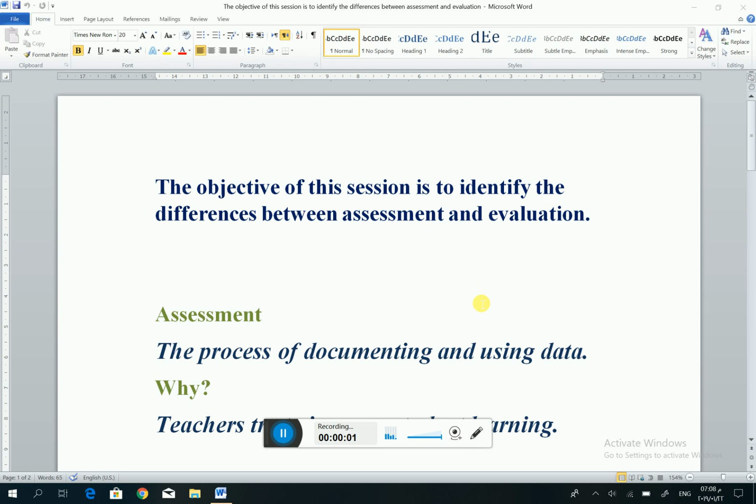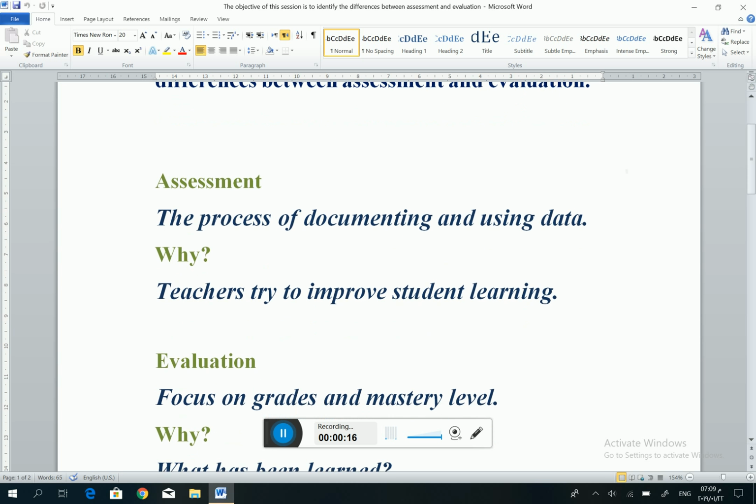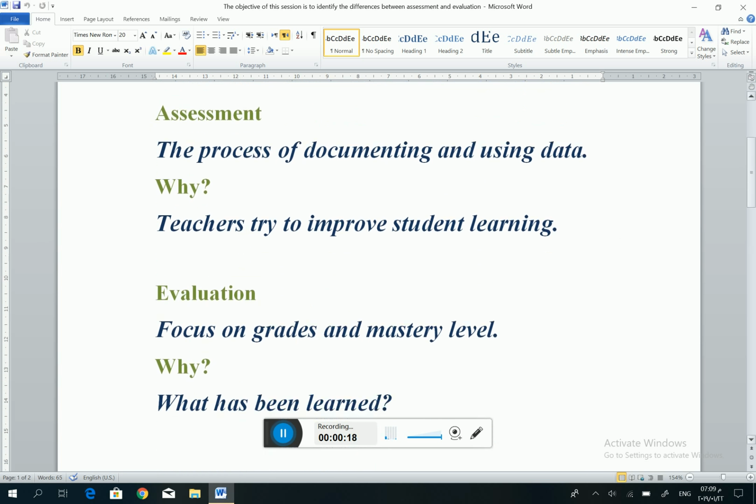Hello, our session is going to be about assessment and evaluation. So, the objective of this session is to identify the differences between assessment and evaluation. First, let's start with assessment. We have two things to focus on: the definition of assessment and why teachers should do assessment.